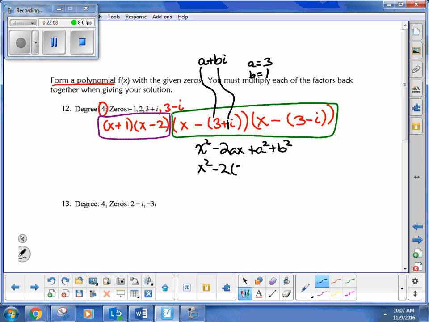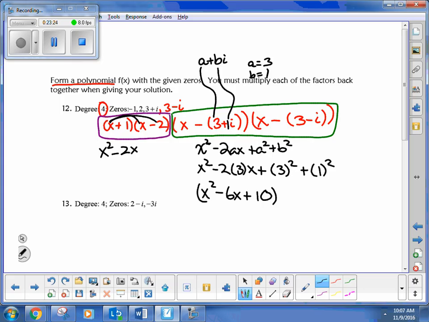So if I'm doing this portion here, let's go ahead and now solve it. x squared minus 2 times 3x plus 3 squared plus 1 squared. So I mean x squared minus 6x plus 9 plus 1. So this comes out being 10. And now my solution is real. Over here, this is the same thing as following. So we have x squared minus 2x plus x minus 2. We combine the middle terms. We get x squared minus x minus 2.